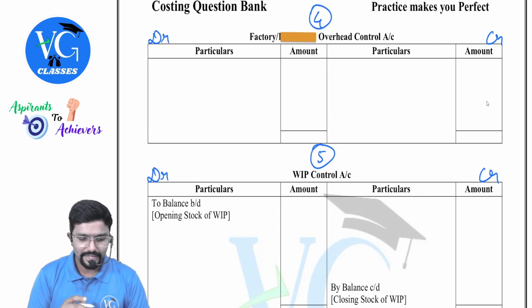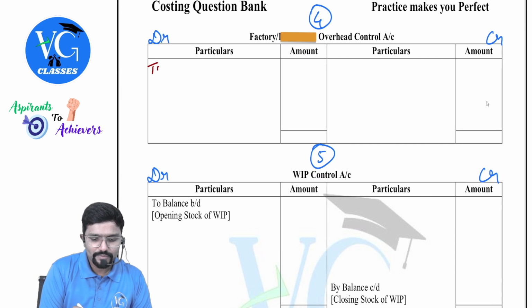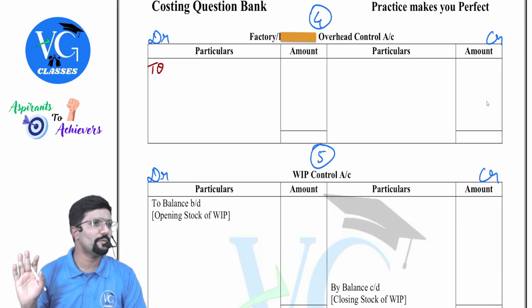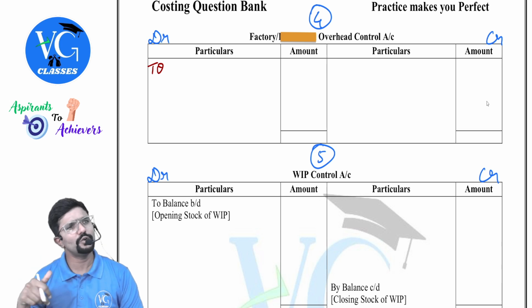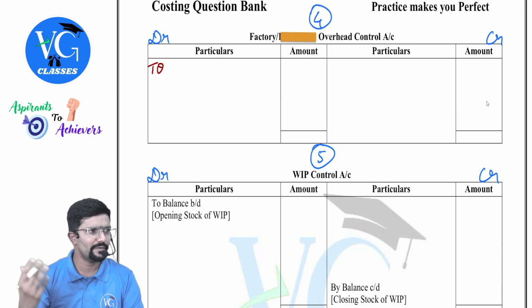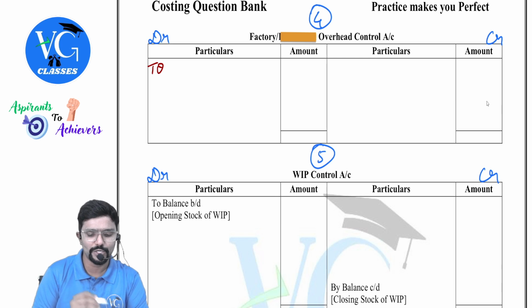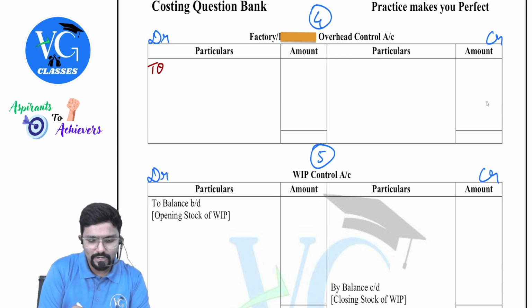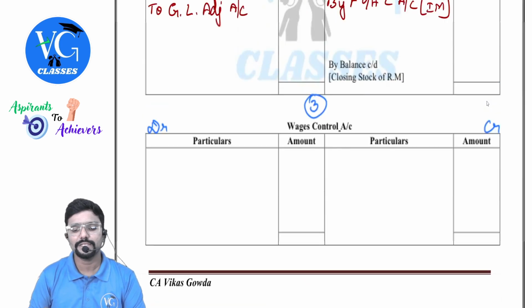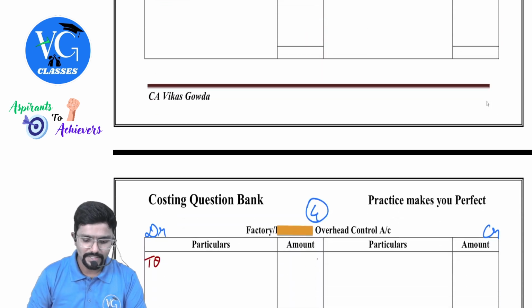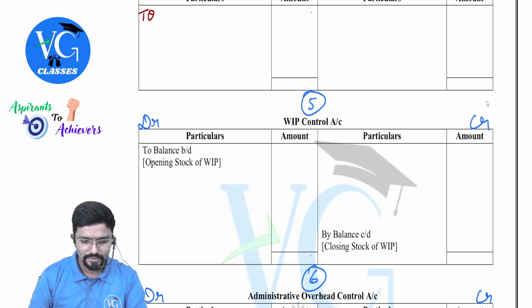Go to factory, receive it. For any overhead account, I have not taken the opening balances. If it is there, what to do? We will see it in the questions. When we go to solve the questions, we will see it there. Don't worry. To which account? Stores ledger control account. Stores ledger, we transferred it now. There we will receive it, guys.